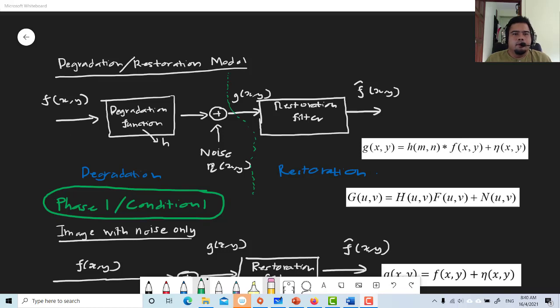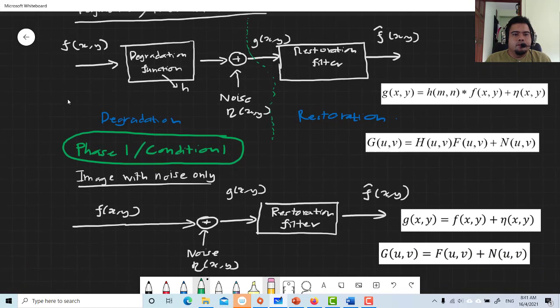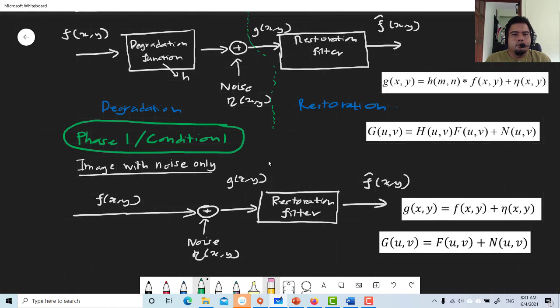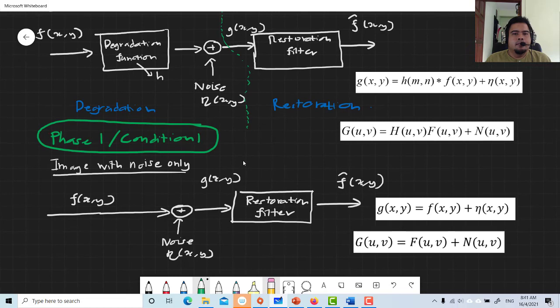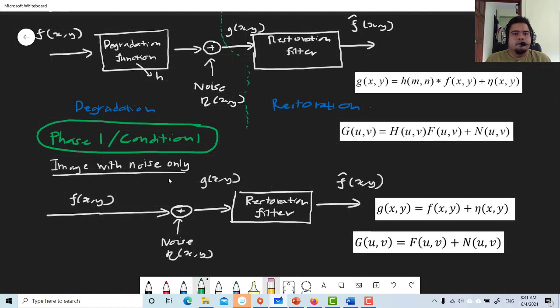Okay, that is our degradation or restoration model. Now let's discuss phase 1, or condition 1, where we assume that our model is free from degradation factors or degradation functions. We only assume that our image G is affected by noise.